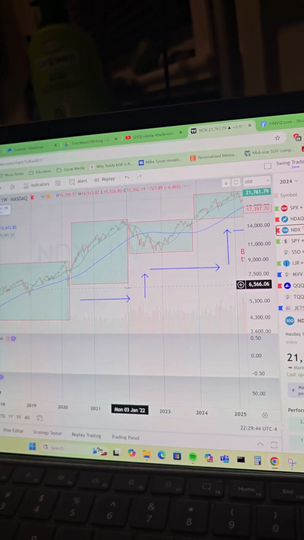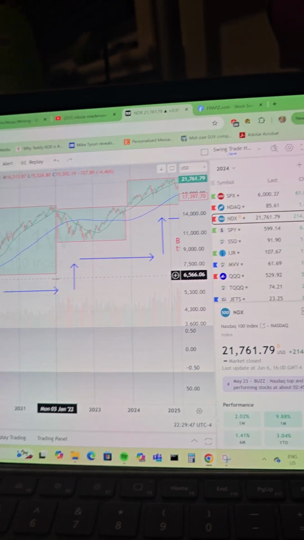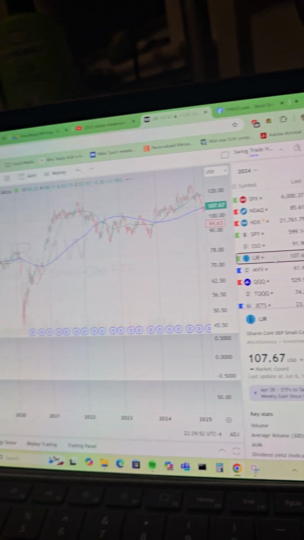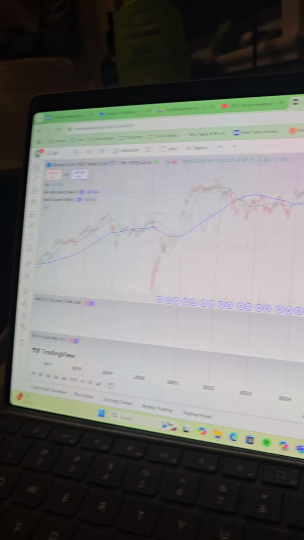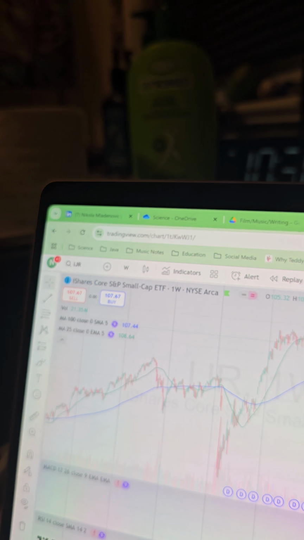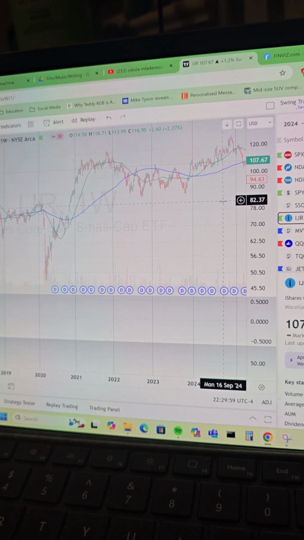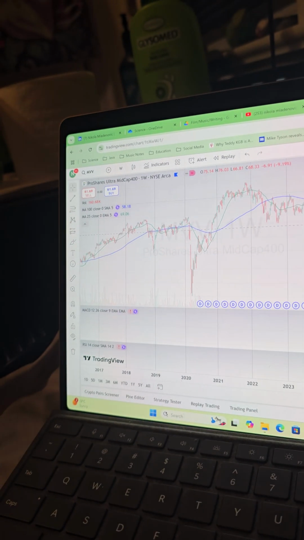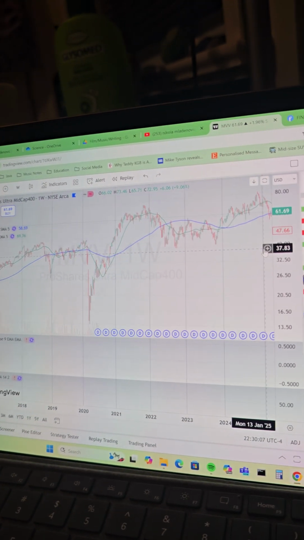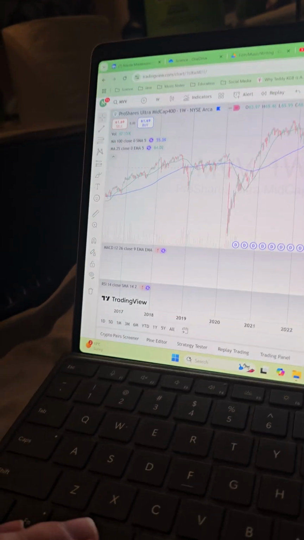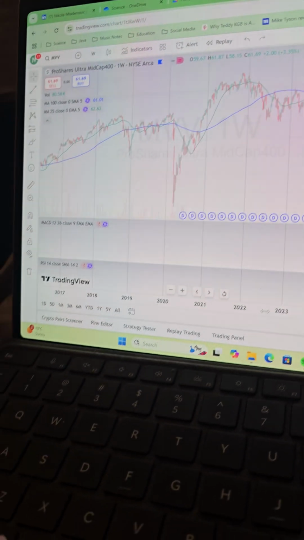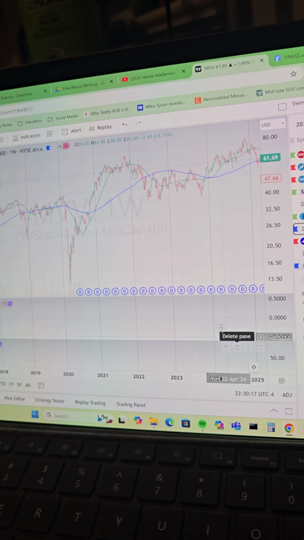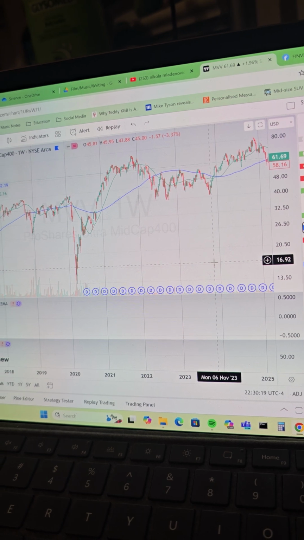Now, the indices I look at are the small caps. So this is your IJR, the small cap ETF. So this is how the small companies are doing. Then I have MVV, which are the mid caps. How the middle companies are doing. So you see that's how they're doing. And then you see here at the bottom it says years. These are years. So this is very long term. But you can also zoom in.